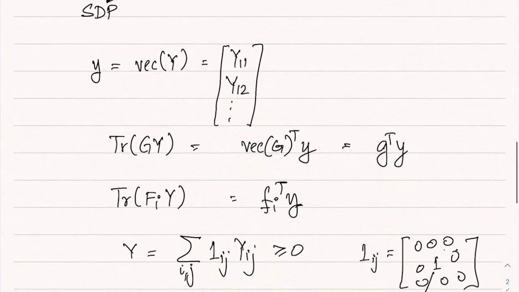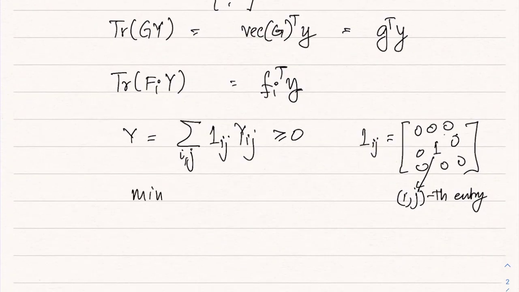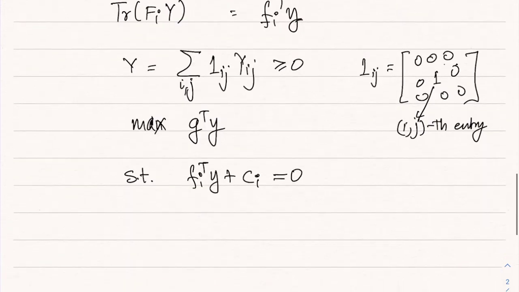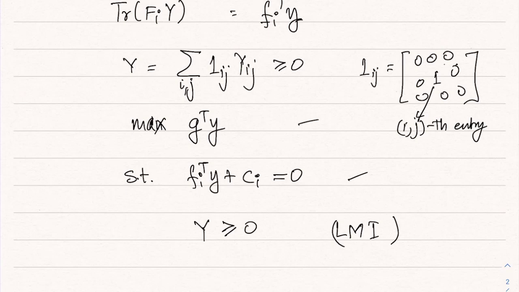So we have maximization of g transpose y subject to Fi transpose y plus ci equal to 0, which is the equality constraint, and Y greater than or equal to 0, which is the LMI constraint. So Y is PSD, which is the LMI constraint, and this is the equality constraint, and the objective is linear in Y. Therefore, this is an SDP. So the dual of an SDP is also an SDP.